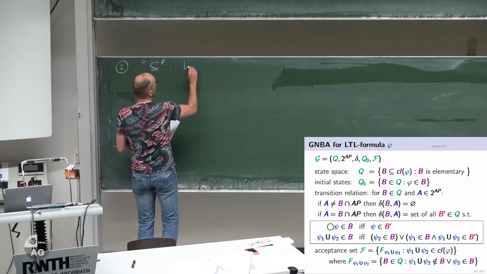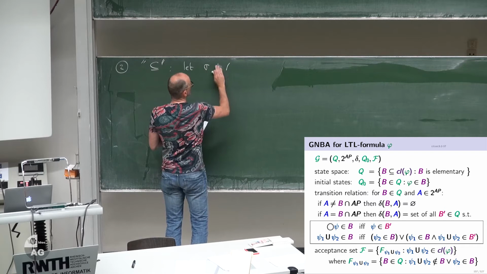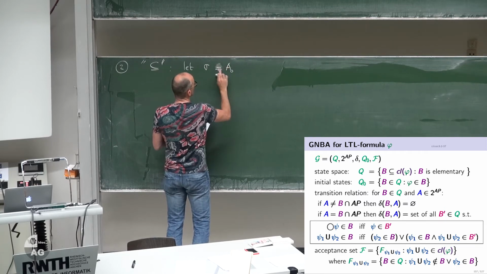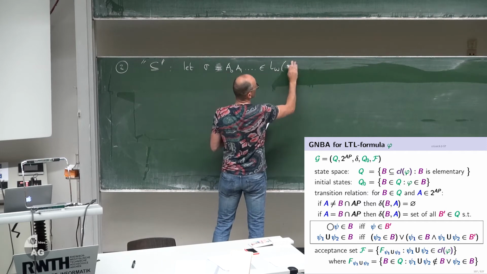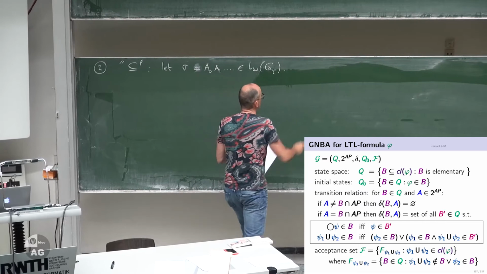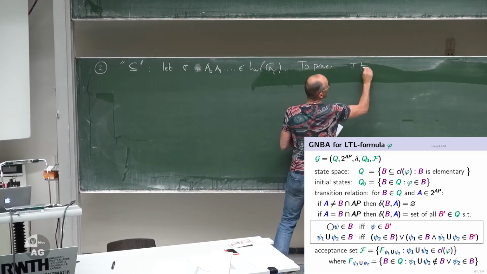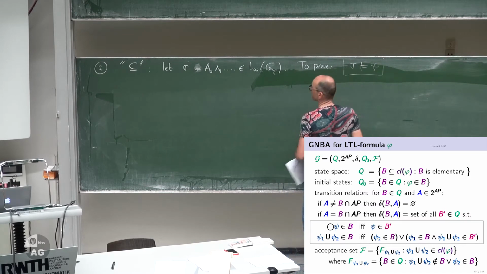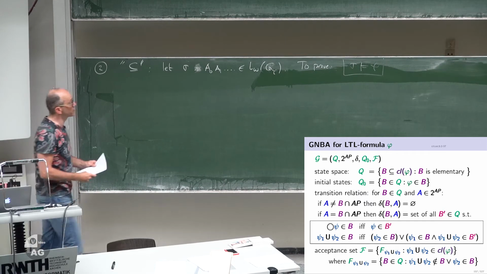Okay, so now I take a word which is accepted by the automaton. So this is something of the form A0, A1, etc. And this is accepted by my automaton, G of phi. To prove: sigma satisfies phi. My automaton does not accept anything that does not satisfy phi. That's basically what we need to prove.